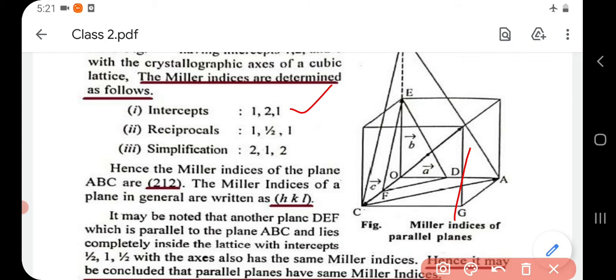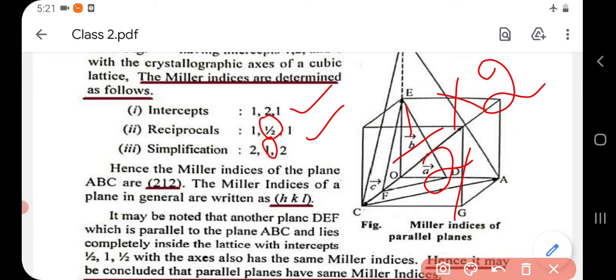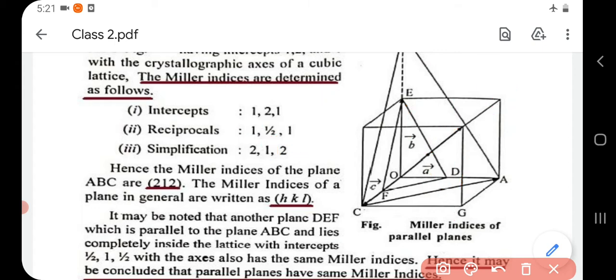Now what was the second step? Just take the reciprocal. The reciprocal of 1 is 1 itself. What is the reciprocal of 2? 1 by 2. Then 1 is kept as such. What was the third step? You have to remove the fractions, if any. Yes, there was a fraction involved, half. How will you remove that? Just multiply with 2. So what will be the answer? It will be 1. Since you are multiplying with 2, we have to multiply this 1 also with 2, and this 1 also with 2. Here it will become 2, because 1 into 2 is 2. This one also you have to multiply with 2. So it will be 2, 1, 2.